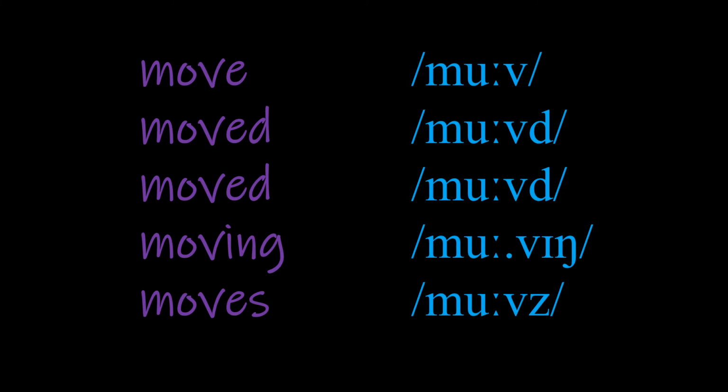So first thing, we need to make sure that we've got that U vowel in there. It's not an O. That's really important. It's an U. Move. Now to make that V, the top teeth and the bottom lip need to touch, and it's a voiced consonant. And we're not pronouncing that E at the end. So I'm not saying movie.